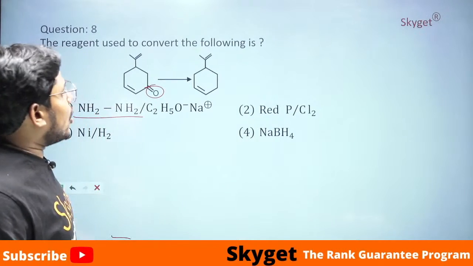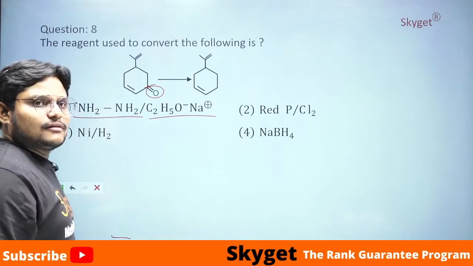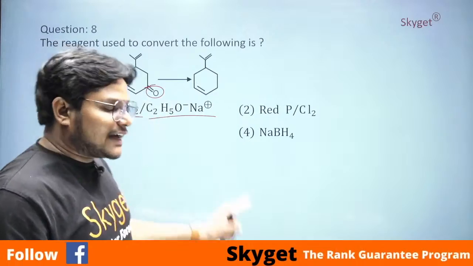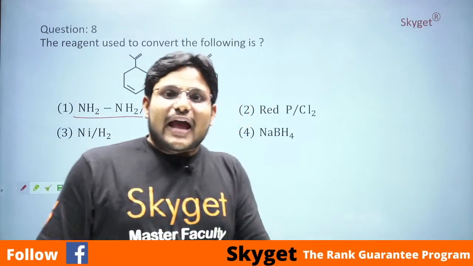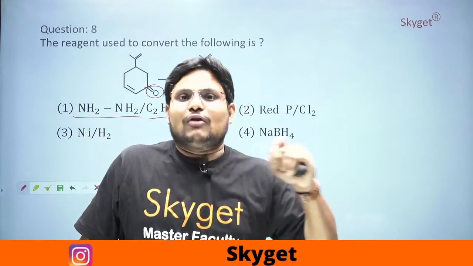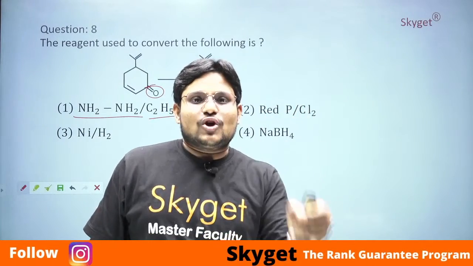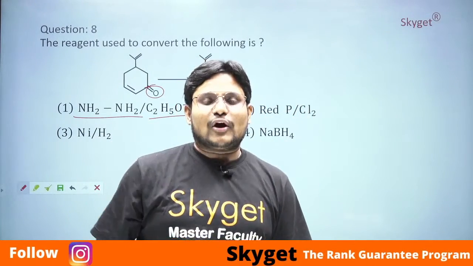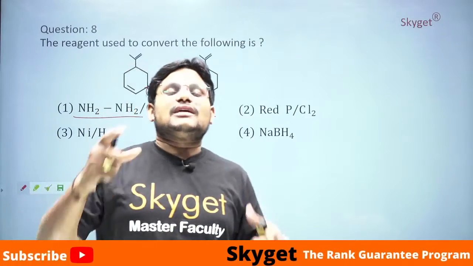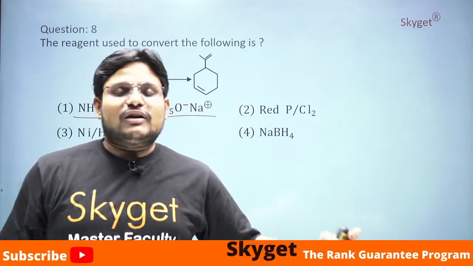Now, when you make the hydrazone react with a base, in the place of the double bond O, the carbonyl compound, you are going to get an alkane. And it is a famous reaction called the Wolff-Kishner reduction.